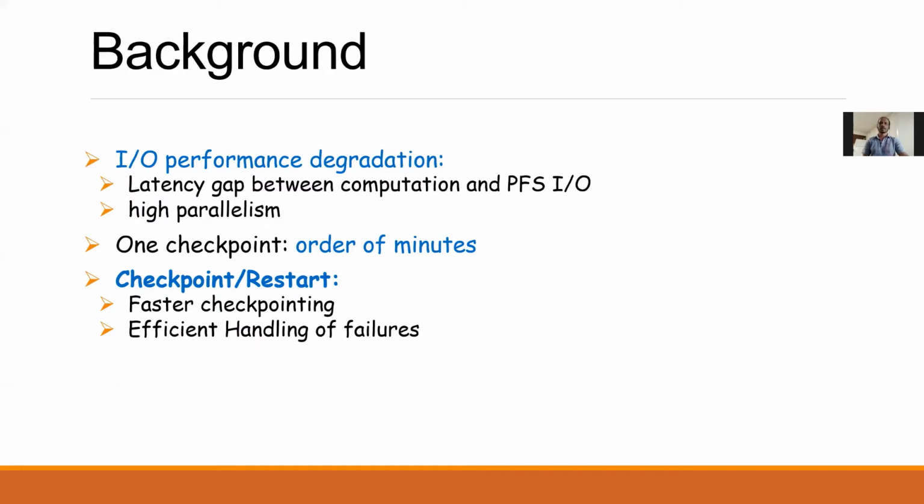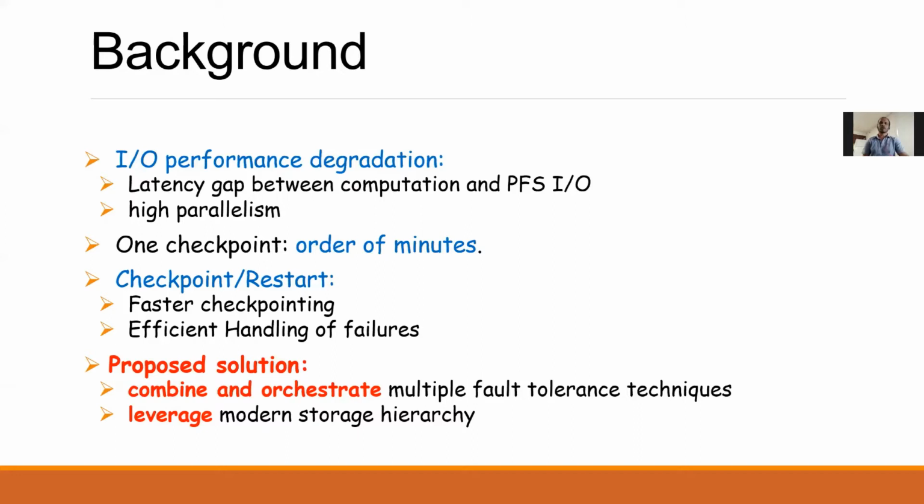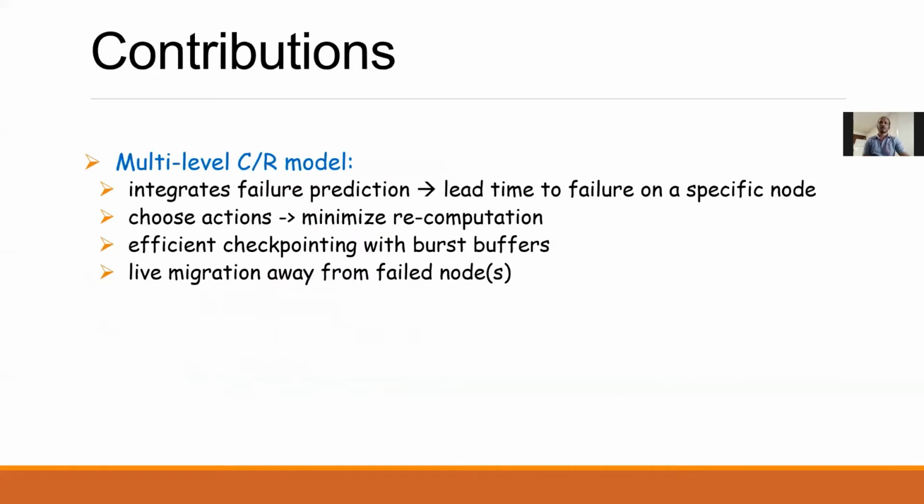Keeping that goal in our mind, we propose our solution, a multi-level checkpoint restart model that orchestrates and combines multiple fault tolerance techniques while leveraging modern storage hierarchy. Our checkpoint restart model integrates a failure prediction module that predicts a failure with the lead time and the node on which the failure is going to happen. It takes proactive actions such as line migration to minimize the recomputation overhead. We also make the checkpointing efficient with the use of burst buffers.